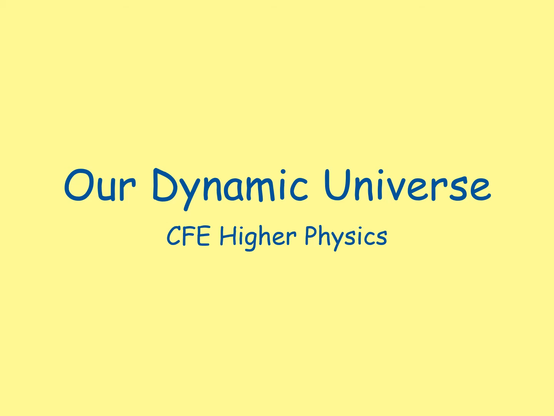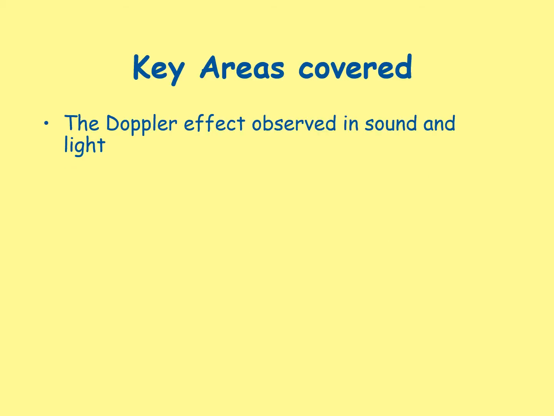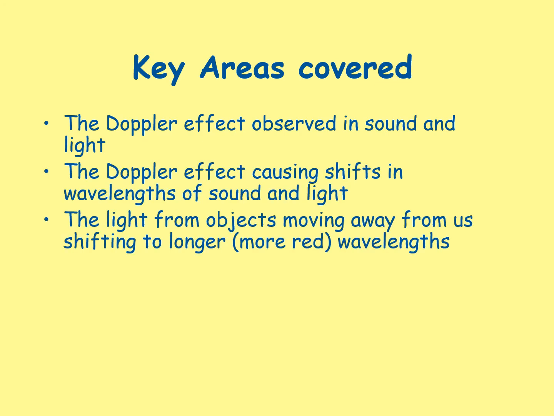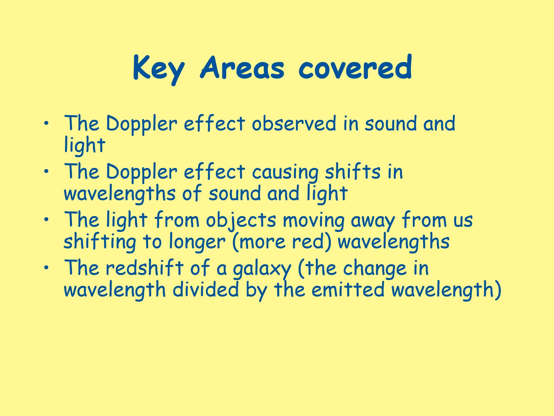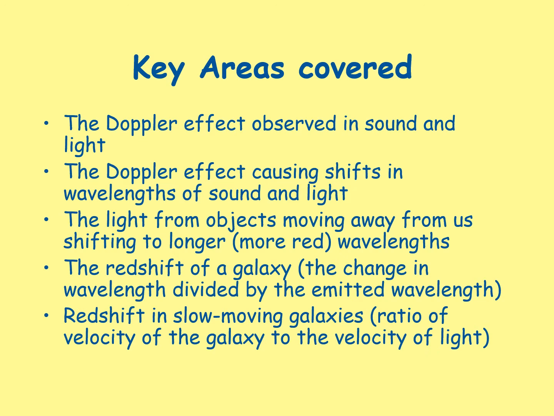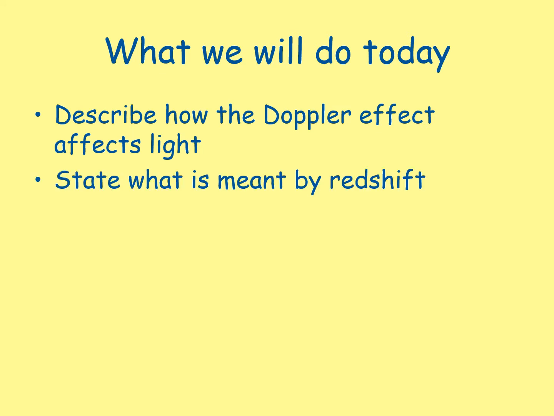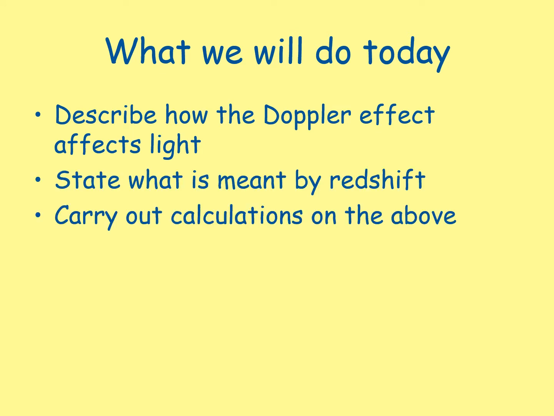Our dynamic universe. The key areas covered will be the Doppler effect observed in sound and light, the Doppler effect causing shifts in wavelengths of sound and light, the light from objects moving away from us shifting to longer wavelengths, the redshift of a galaxy, and the redshift in slow-moving galaxies. What we will do today is describe how the Doppler effect affects light, to state what is meant by redshift, and carry out calculations on the above.